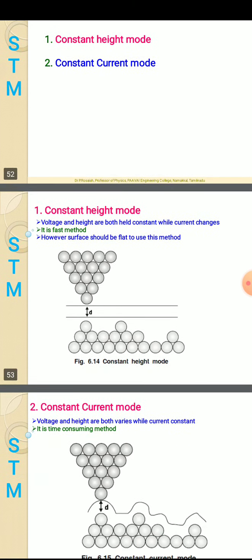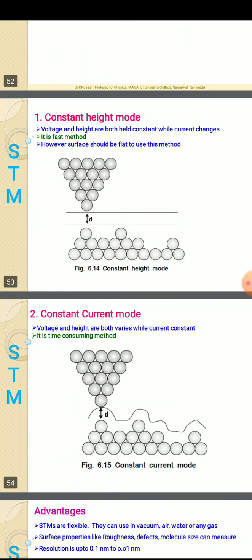The second one is constant current mode. Here the current is constant but the height is not constant. So voltage and height both vary, while the current is constant. It is a time-consuming method. This is about STM.